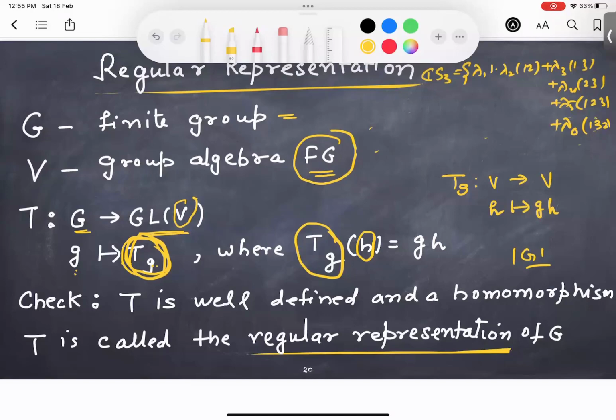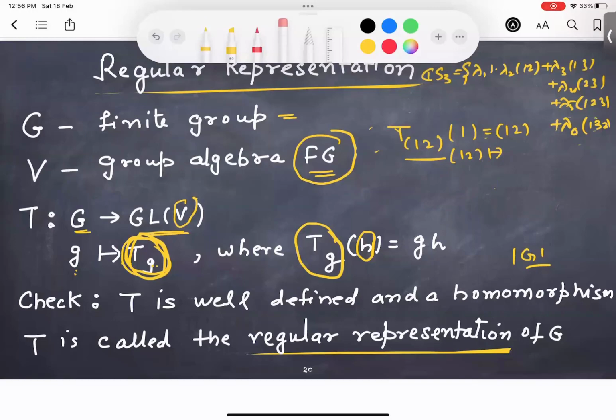For example, if I'm having this F S3 and you are in S3, what is T of (1 2)? The identity of S3 will get mapped to (1 2). Then (1 2) will get mapped to (1 2) into (1 2), which is identity. (1 3) will get mapped to (1 2) into (1 3), and so on. So T_g h is gh. This mapping is a homomorphism, and this is called the regular representation. If that is clear.